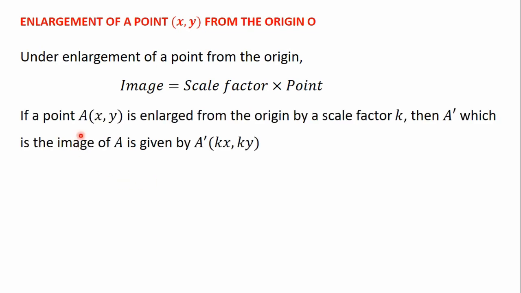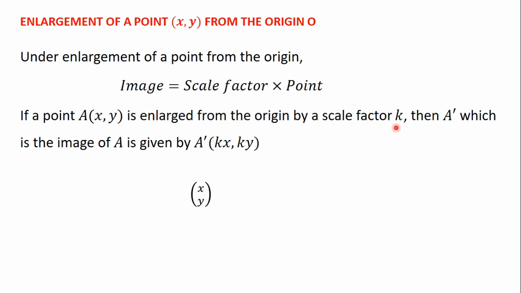So if a point A with coordinates (x, y) is enlarged from the origin by a scale factor k, then A prime, which is the image of A, is given by A prime with coordinates (kx, ky), with kx as the x coordinate and ky as the y coordinate. So this means that if we have a point A with coordinates (x, y) and we enlarge this point from the origin by a scale factor k.